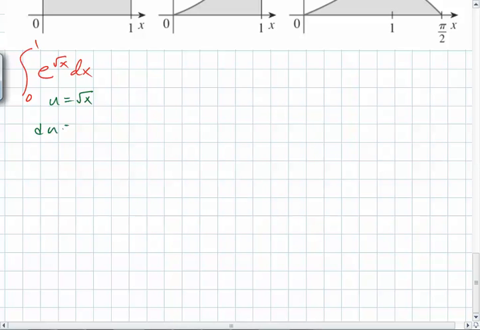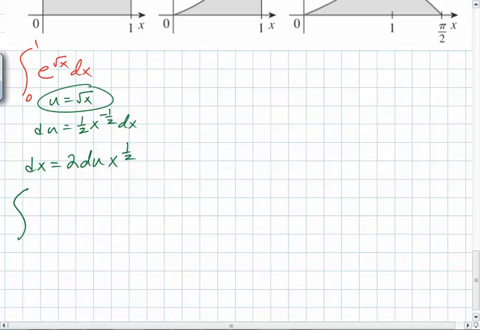So du is going to be 1/2 x to the negative 1/2 dx. So what does dx equal? 2 du times x to the 1/2. So we substitute in. Now we have u is equal to the square root of x. So what does that change the limits of integration to? What's the square root of 0? What's the square root of 1?